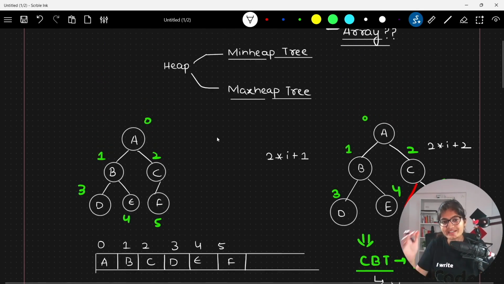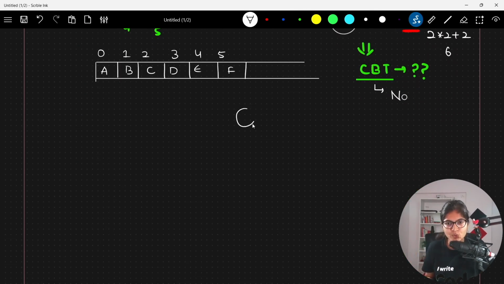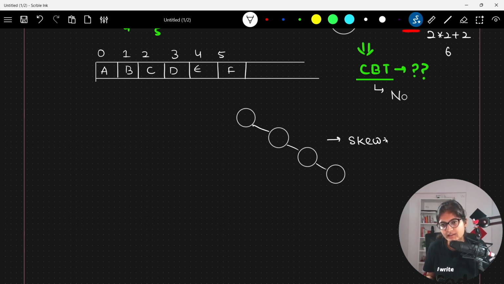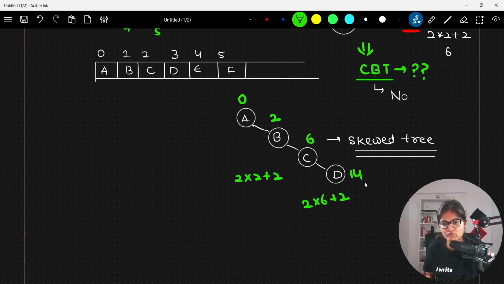Now suppose we don't have the condition of CBT. At that point of time, suppose you have this kind of a structure. This is something which we call a skewed tree. Suppose this is A, this is B, this is C, this is D. The array index will be 0, starting from 0. What will be the right index? 2i plus 2, so it will be 2. Then what is this index? 2 into 2 plus 2, so it will be 4 plus 2, which is 6. Then this will be 2 into 6 plus 2, which is equal to 14.